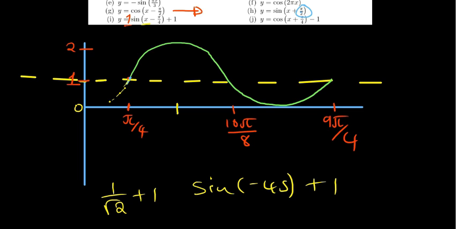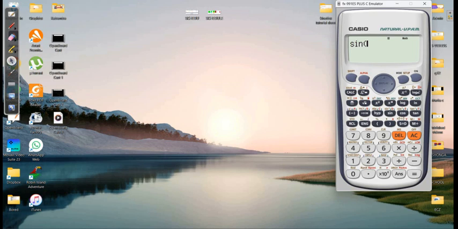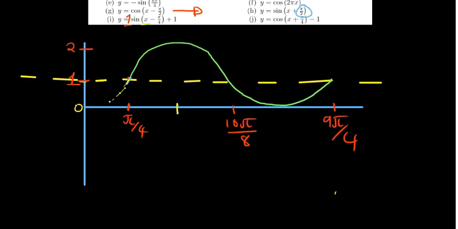Let me use the calculator here to see the actual value of that. So f of x. Let me try to actually show you the calculator there. So sine of negative 45 plus a 1. So 0.29. I don't know why I was getting confused there, because this makes sense, because sine 45 is 1 over root of 2.